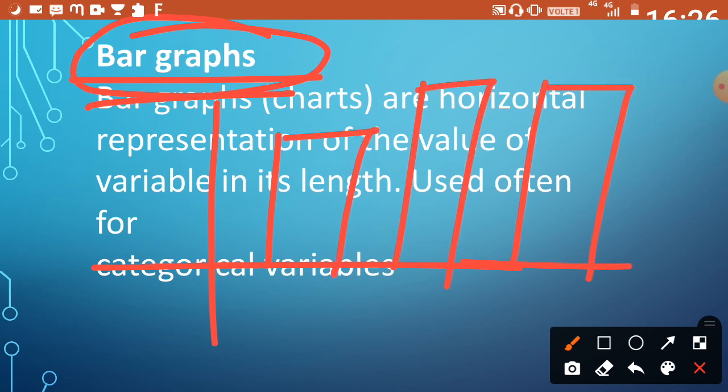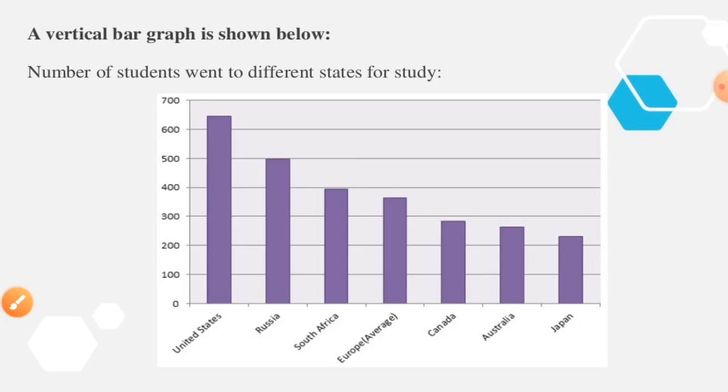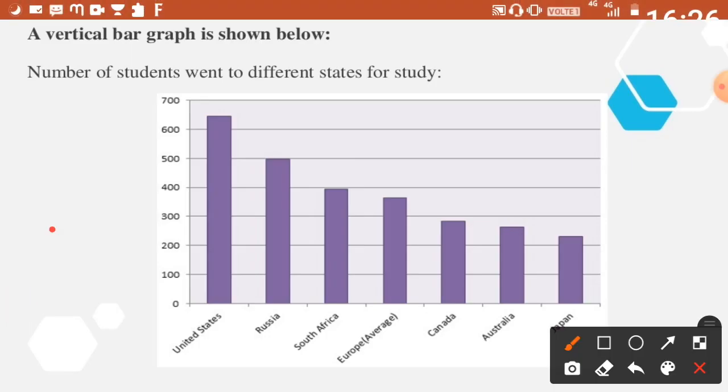There are actually examples. Here you can see how the bar graph is plotted. Here is the number of students from different countries. The United States has more than 600, it might be 650, I guess.